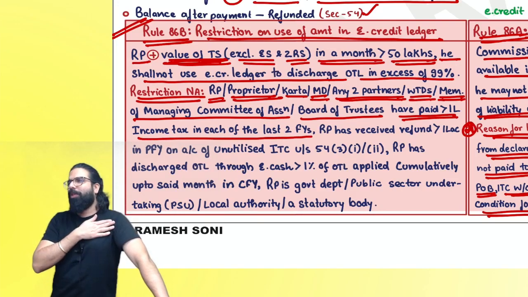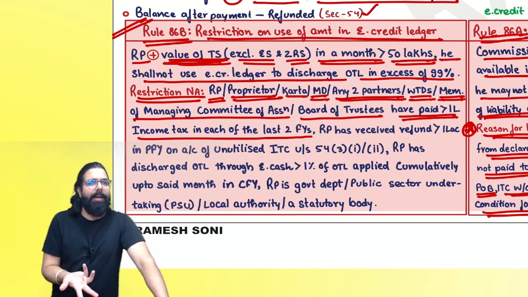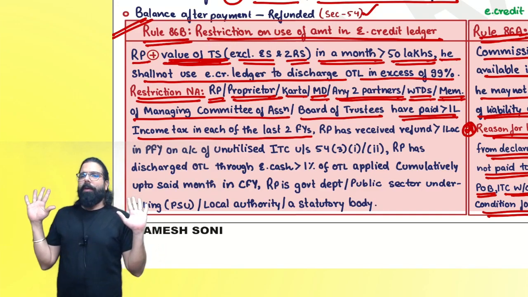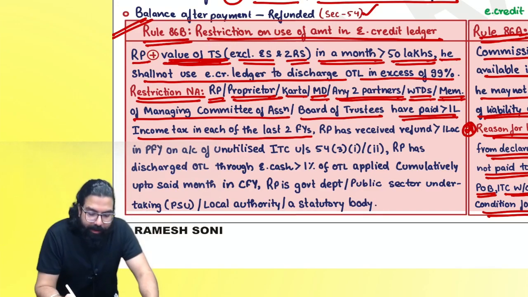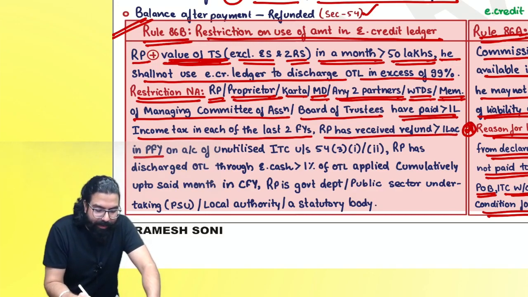So if I am, do you think I'm a fraud? If I'm paying income tax of more than 1 lakh in the last 2 financial years, government is telling, then for you, this restriction is not applicable. Are we clear, everyone? Second point, registered person has received a refund of greater than 1 lakh in the preceding financial year on account of unutilized ITC.